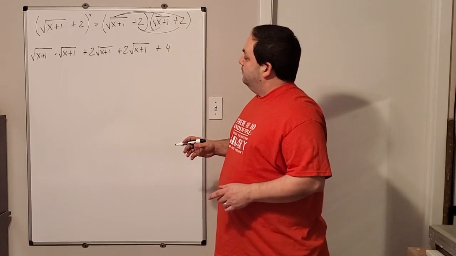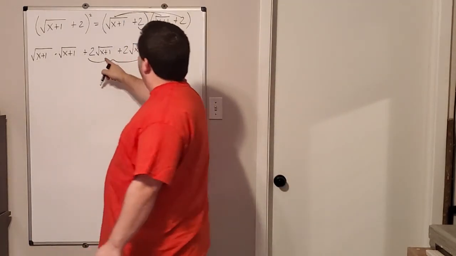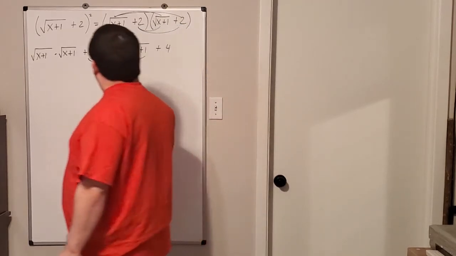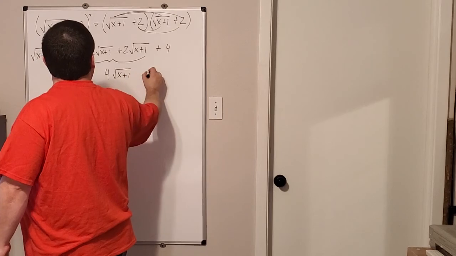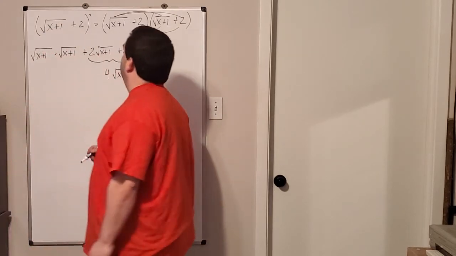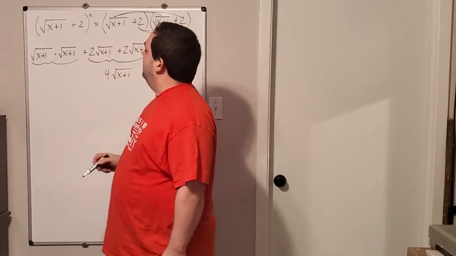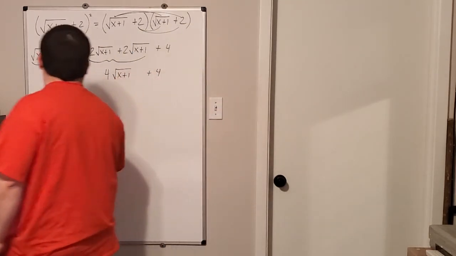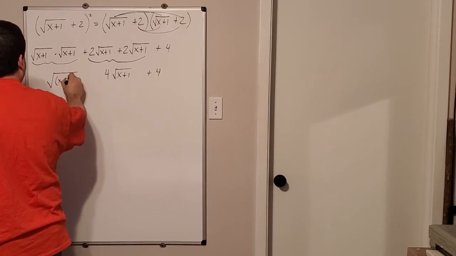Okay, so let's do the easier side. Again, look, these two are like terms. They have the same radical. So I have 4 square root of x plus 1, and then the plus 4 is still there. And then here, I have 2 of these same things written twice. So you could think of it like this, the square root of x plus 1 squared.